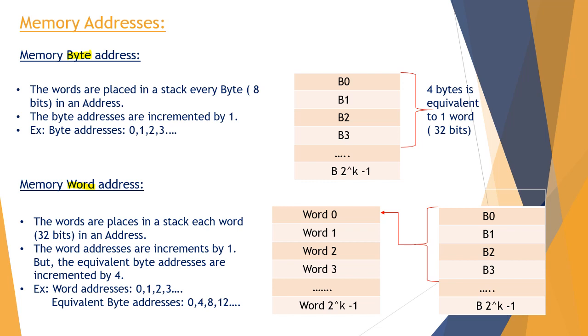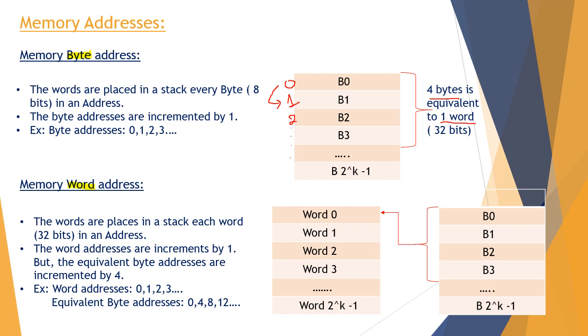For example, byte 0 is placed at byte address 0 in the stack. Byte 1 is placed at byte address 1 in the stack. Byte 2, byte address 2 in the stack, and so on. The byte addresses are always incremented by 1. It is important to note that 4 bytes are equivalent to 1 word.